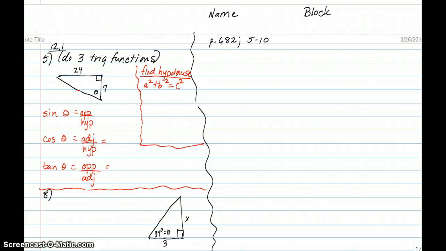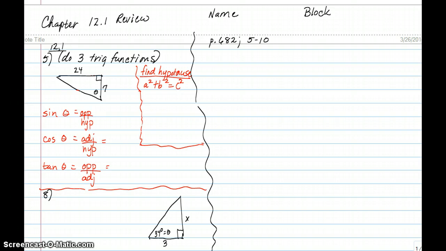This is page 682, 5 through 10. It's going to get you ready for the homework quiz on chapter 12.1. So this will be pertaining to chapter 12. I'd like you to do numbers 5 through 7. I'm going to do 5 with you.